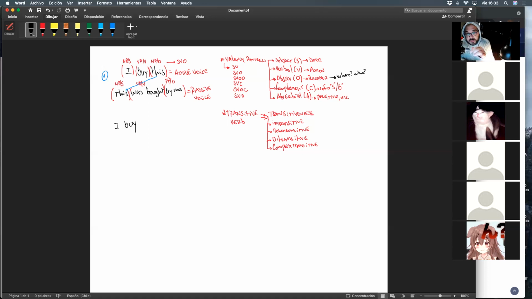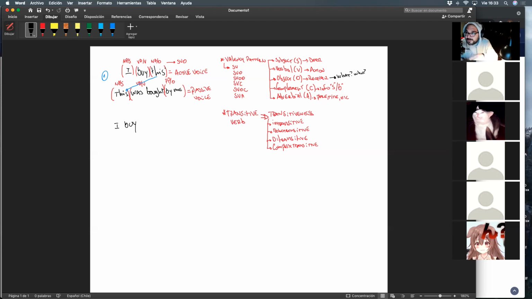So for example, I buy this. What do I buy? This. Therefore, this is the receiver of the action, therefore it is an object, right? In the second example, this was bought by me. Who bought this, right? Me. Therefore, by me, that prepositional phrase is the receiver of that action.